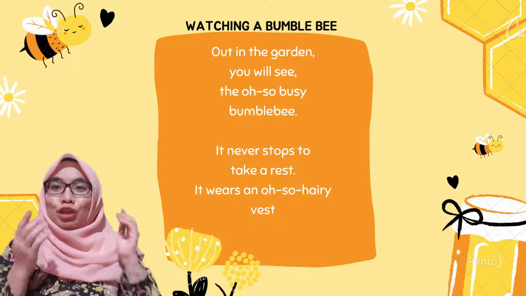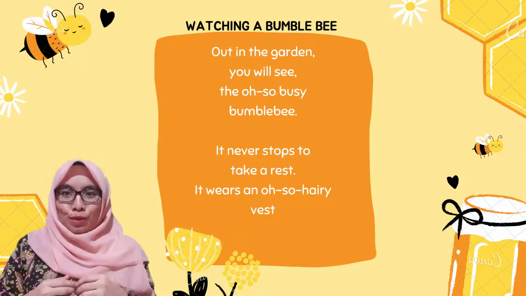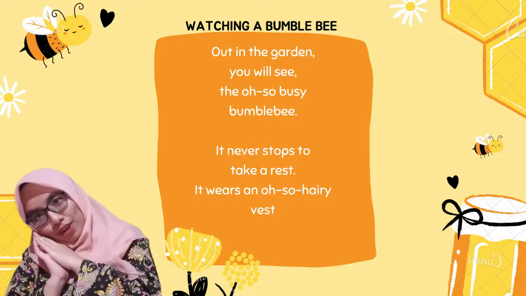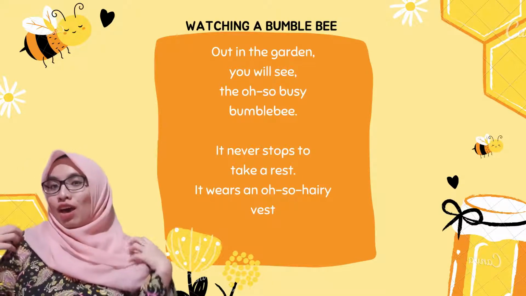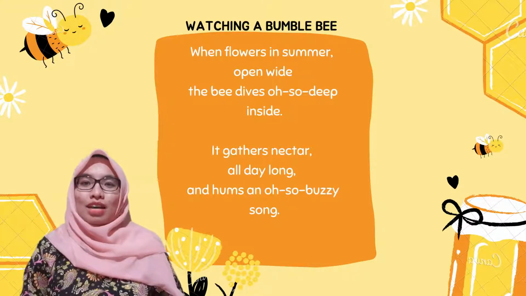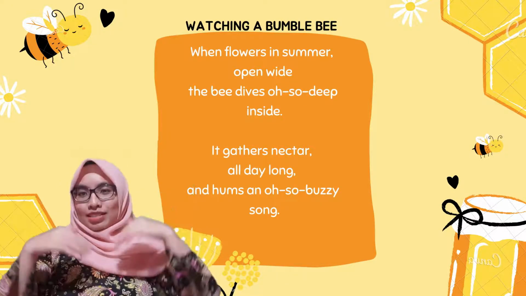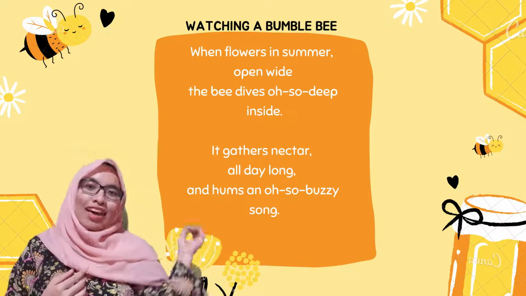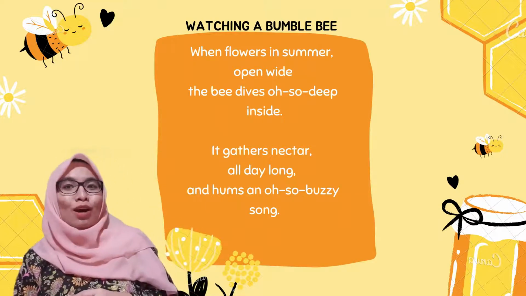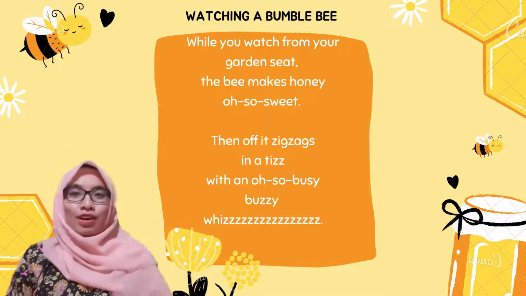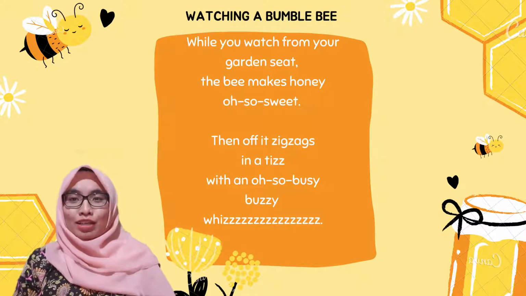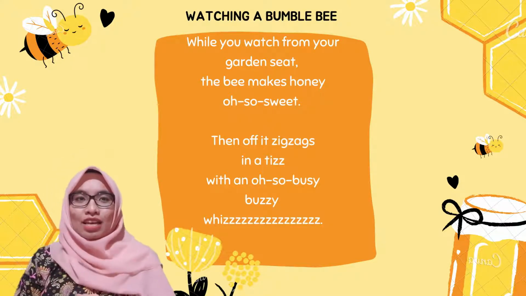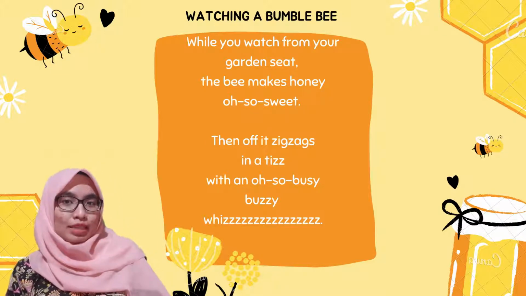Out in the garden, you will see the oh so busy bumblebee. It never stops to take a rest. It wears an oh so hairy vest. When flowers in summer open wide, the bee dives oh so deep inside. It gathers nectar all day long and hums an oh so buzzy song. While you watch from your garden seat, the bee makes honey oh so sweet. Then off it zigzags in a tease with an oh so busy buzzy wheeze.